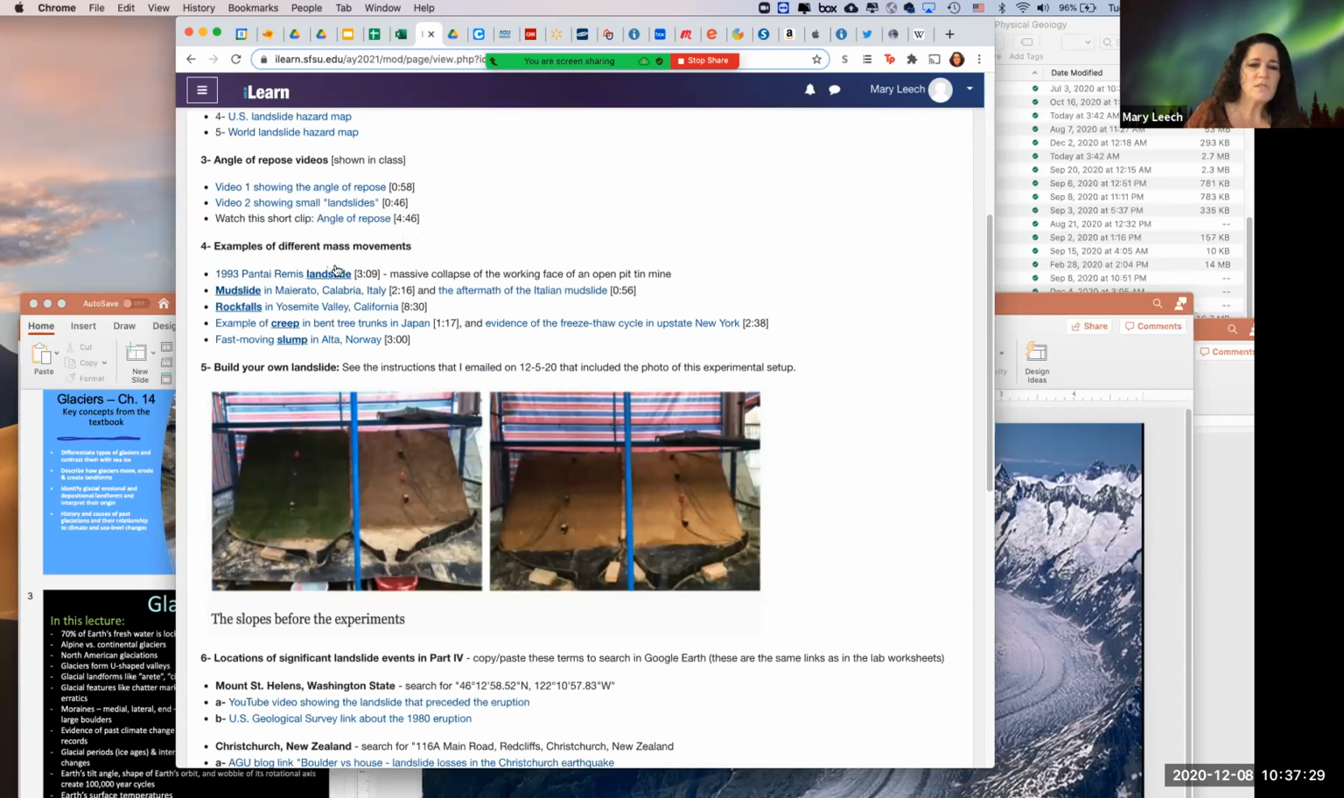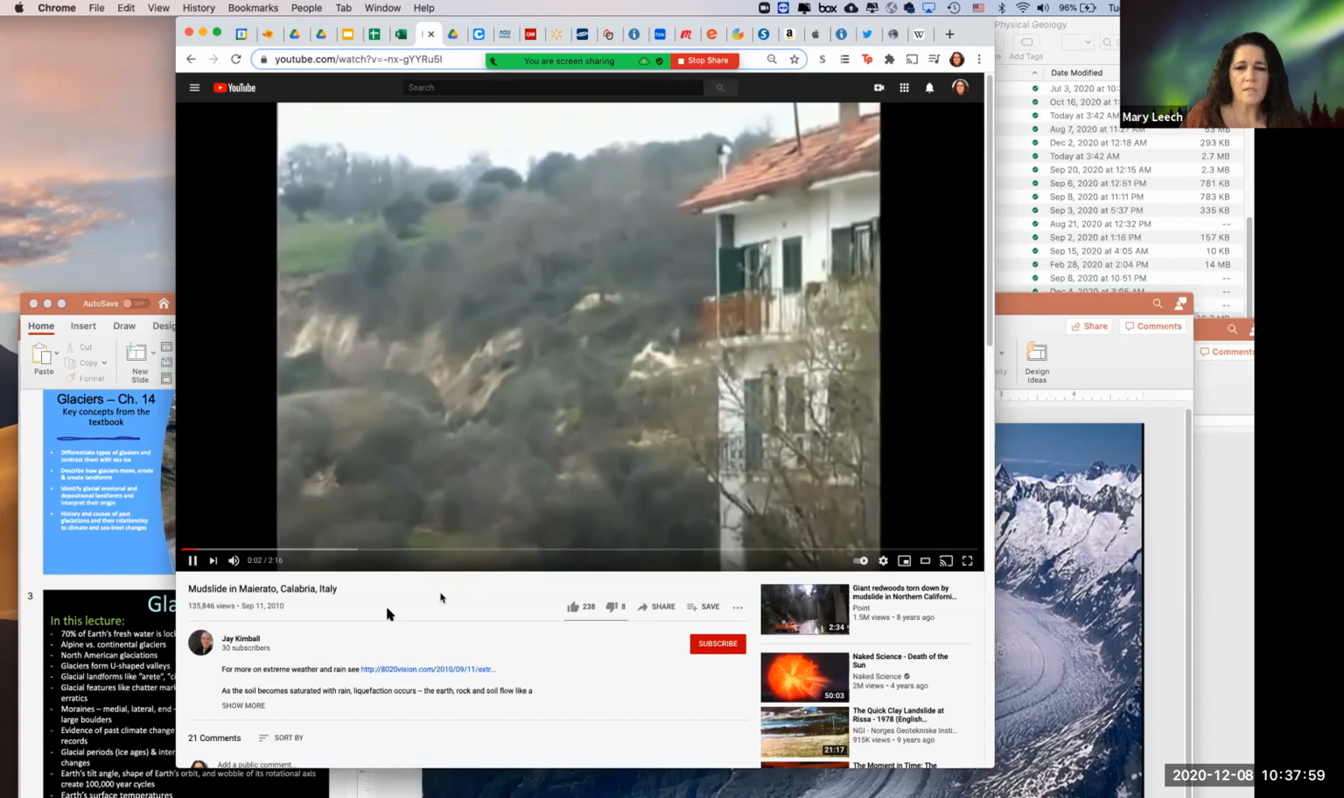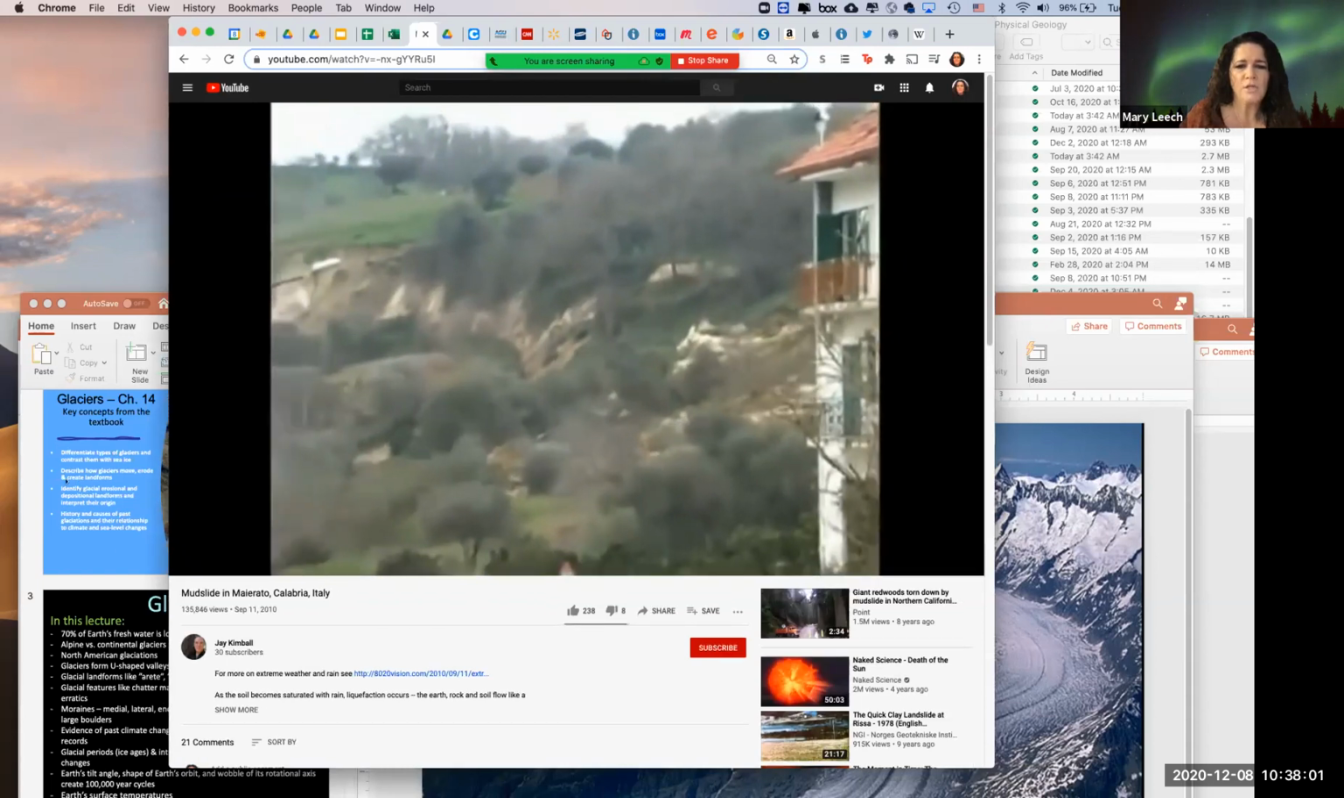These videos show you the range of different mass movement processes, from landslide to a mudslide. This is the one that I was talking about. We'll do that in a sec. Rock falls in Yosemite. That's a bit of a longer one, but it's a great video. Creep and slumps. This one is impressive. Here, let me just show you a couple of these. All right. So this is actual speed.